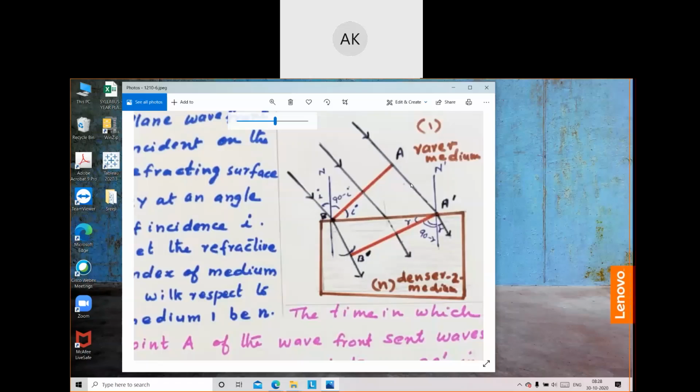We are taking the time. By the time the wave from A reaches A dash, how much distance does the wave from B reach? Then the particles afterwards will vibrate in the same phase. At the same time, how much distance does it travel in a denser medium? Will it travel the same distance in a denser medium? Is it possible for light to travel with the same speed as in air or vacuum in a denser medium?